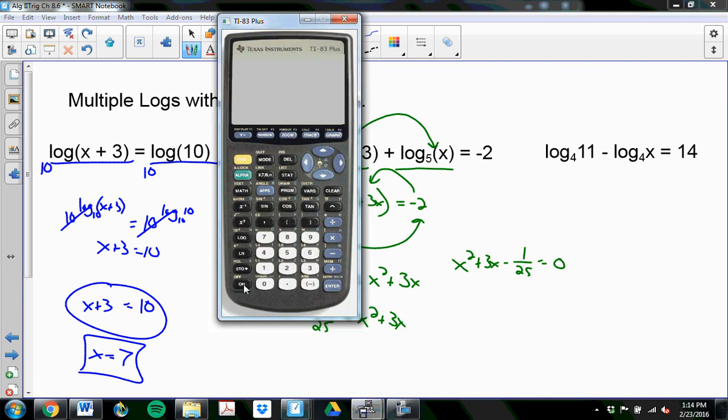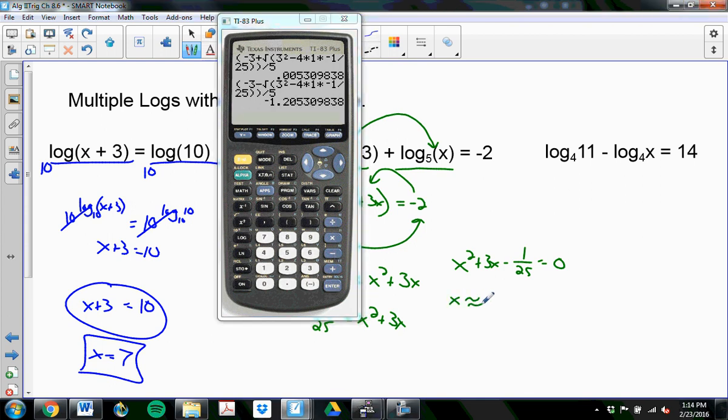It's just a quadratic, so I'll do the quadratic formula. Parentheses negative b plus the square root of b squared minus 4 times a times c, divided by 2a. There's one of my ugly answers. Changes plus to a minus. There's my other ugly answer. My options are x could be 0.005 or x could be negative 1.2. 0.21 really.